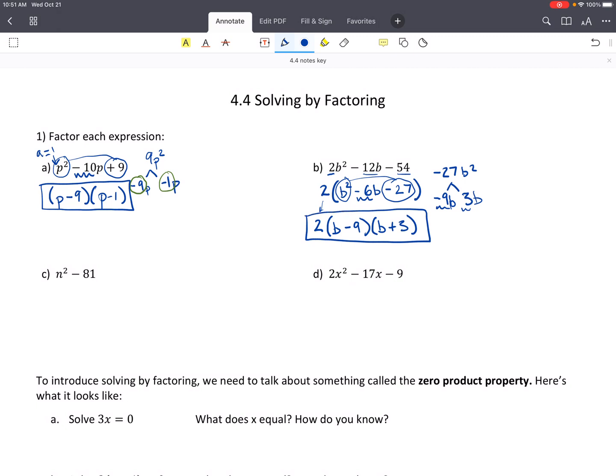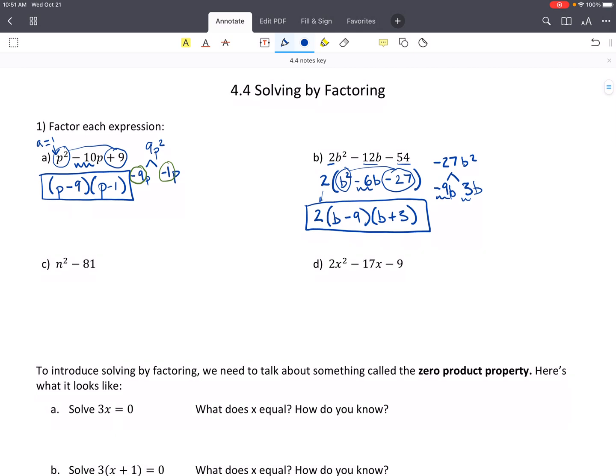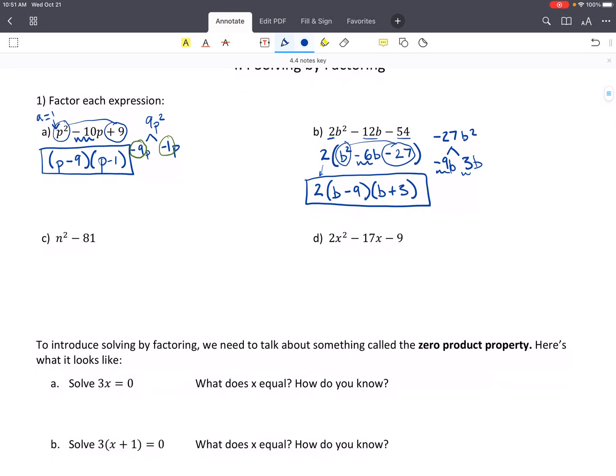Okay. With part C, you could recognize this as a difference of squares, or what we could do is I notice that I'm missing my middle term. So I could put in a 0 and then it's the same thing. What multiplies to negative 81 but adds to 0? That's 9 and negative 9.